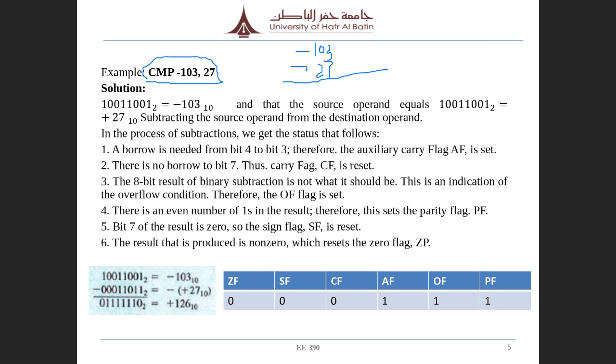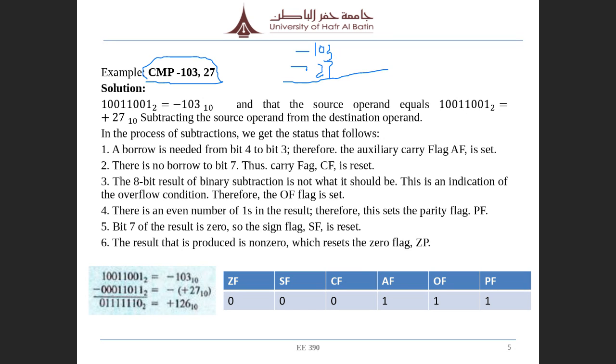Okay, now look at here. What is the process? What is the binary value for -103? First of all, we have to get the binary value for 103, and then take the two's complement. We will get the negative number. So it is 10011001. And what about the 27? 27 is 00011011. Then we perform the subtraction.